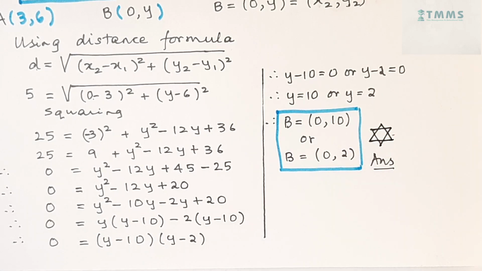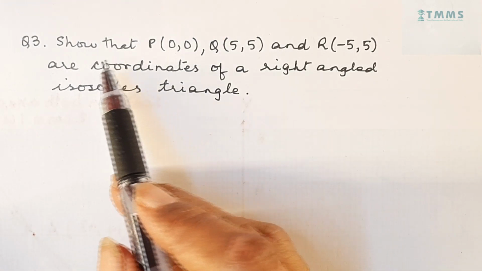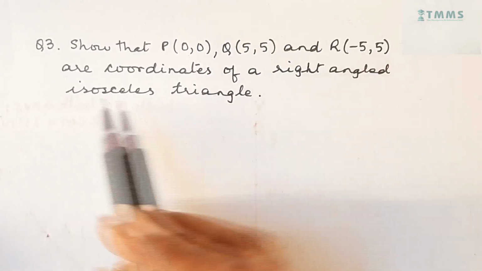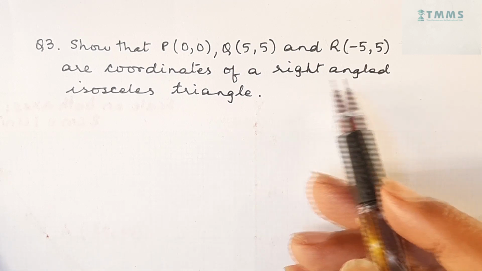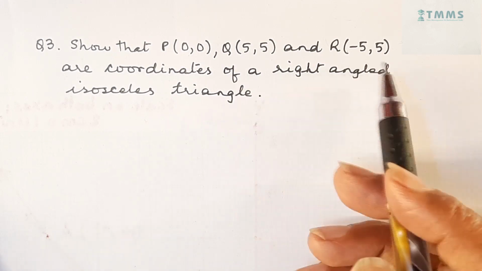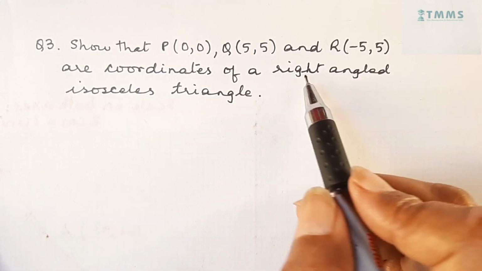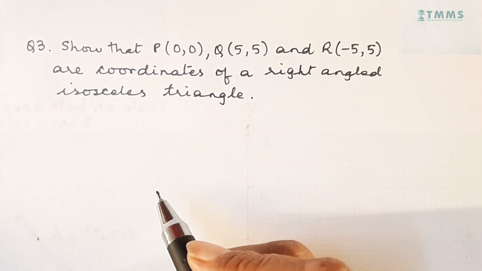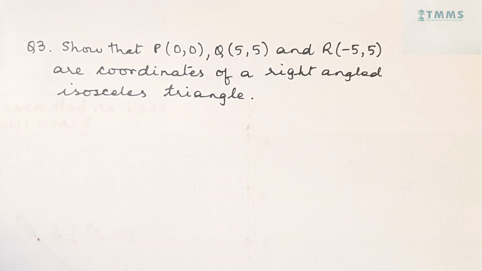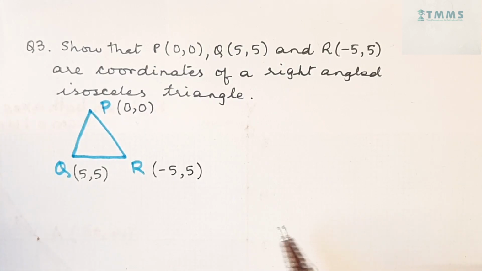Well done. This brings us to another type of question. Show that P, Q, R are coordinates of a right-angled isosceles triangle. Now, even before we start to solve this, we need to understand right-angled isosceles triangle means one of the angles is going to be 90 degrees. Isosceles means the two sides are going to be equal. And so we will just draw a rough diagram and we draw any triangle. We don't have to show right triangle because we do not know which one is the right angle.